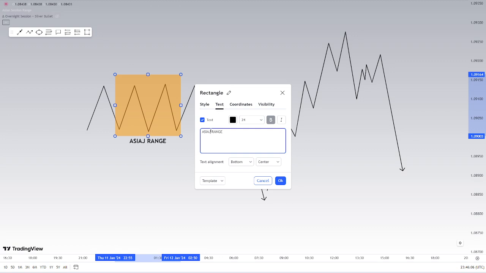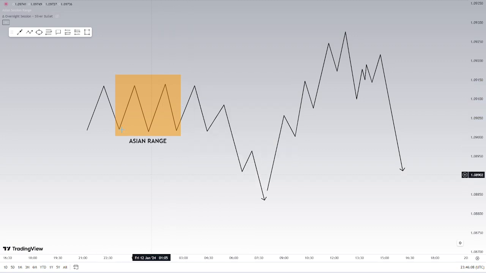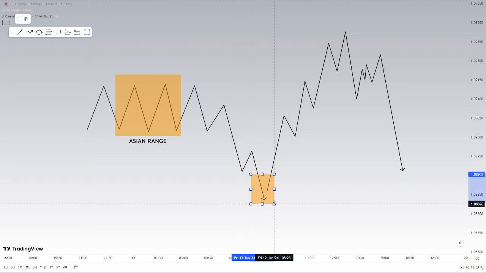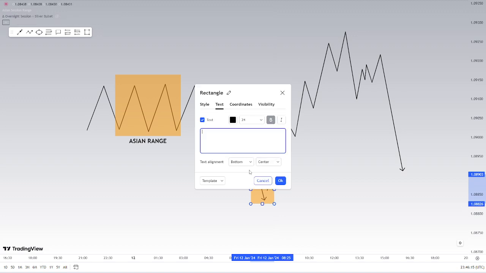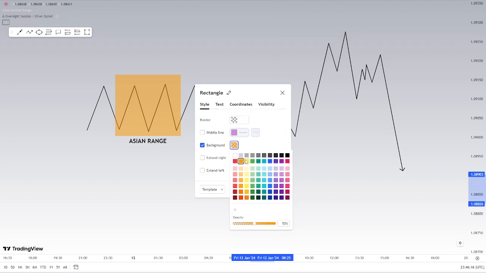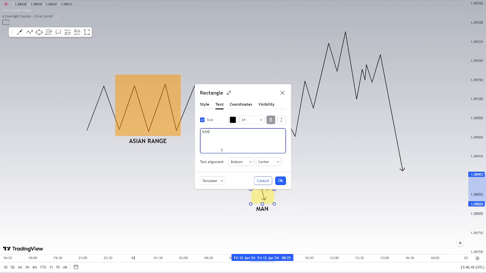This is the Asian range. So this is the accumulation of the AMD. Now we see what I call manipulation phase 1. This is manipulation phase 1, okay? This is not the Judas swing. This is manipulation phase 1, okay?